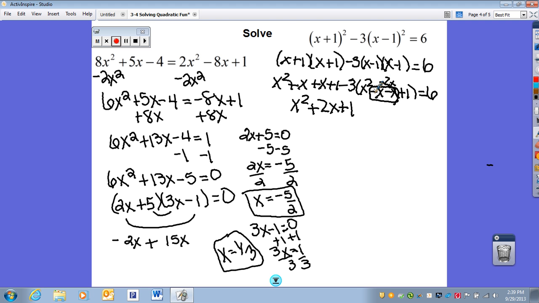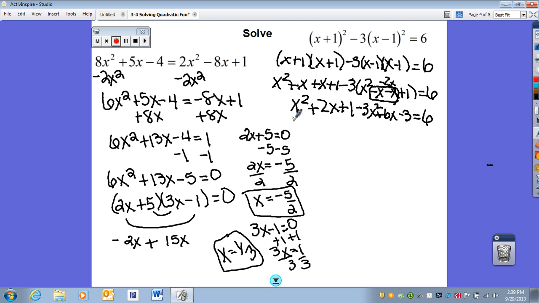So I'm going to distribute the 3. So I get negative 3x squared. Negative 3 times negative 2x is a positive 6x. And negative 3 times 1 is negative 3. And that equals 6.